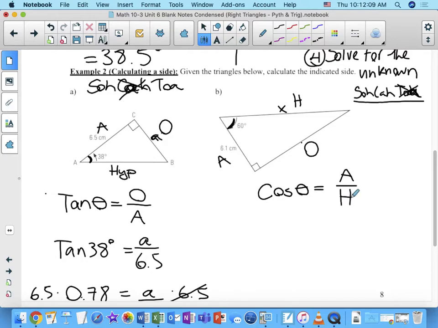Okay, let's fill in what we know. Do we know the angle? Yep, what's the angle? 60 degrees. Do we know the adjacent side? Yeah, it's 6.1. Do you know the hypotenuse? Nope, it's x. Okay, good. Where should we go from here? When we were at this stage with this question, what did we do here? What did we do over here? What was our next step?